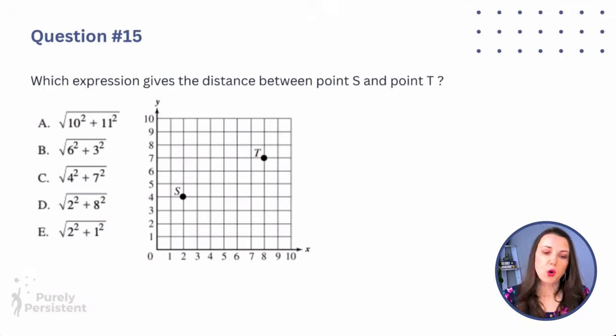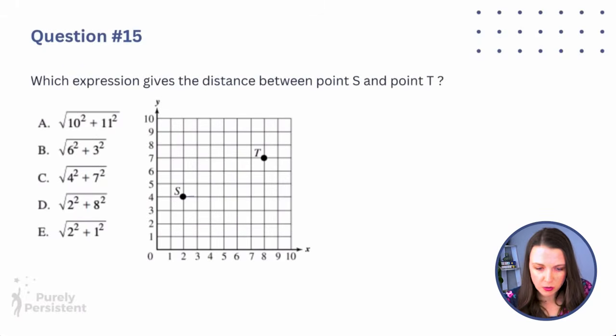Question 15. Which expression gives the distance between point S and point T? Okay, so when I'm looking for something like this, can I just count those up? No, I can't. And so what I actually have to do is use the Pythagorean theorem. And I have a video in the membership that deals with the Pythagorean theorem. So definitely make sure that you check it out. So what I'm going to do is turn this into a right triangle. Okay, so there it is like that. And here's my right triangle. Okay, there's that 90 degrees.